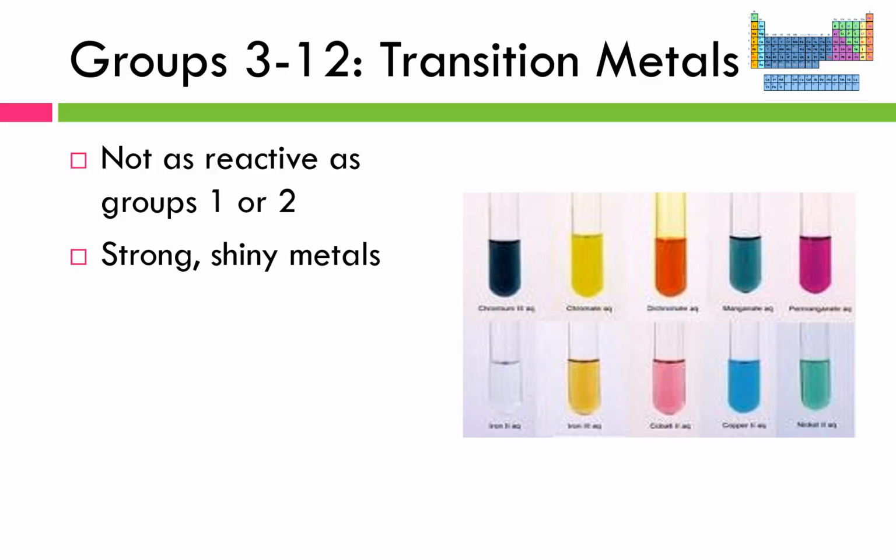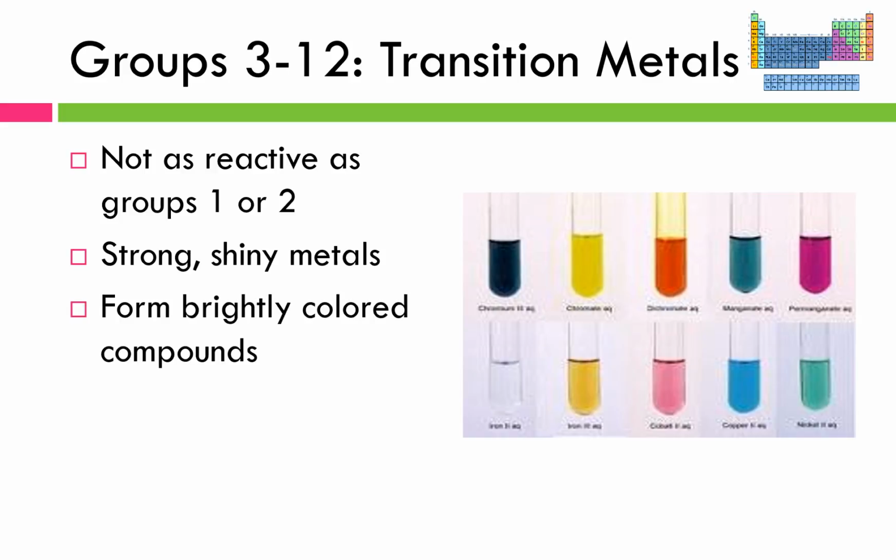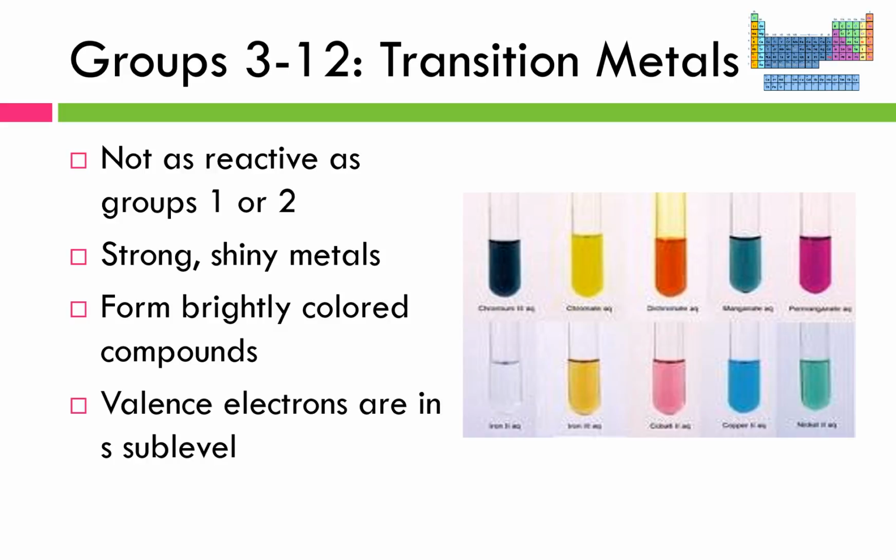things that you've seen in real life. The big thing to know about these types of elements, and I think we touched upon it in screencast 3.1, is that they form very, very brightly colored compounds. You've got all those electrons moving around in the d sublevel, and you can get some really cool colors. Remember, even though they have electrons in the d sublevel, technically the valence electrons are in the s sublevel.